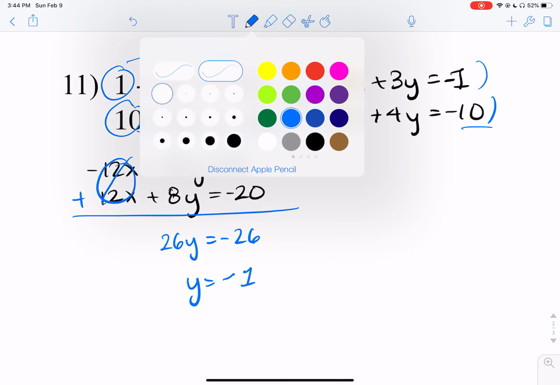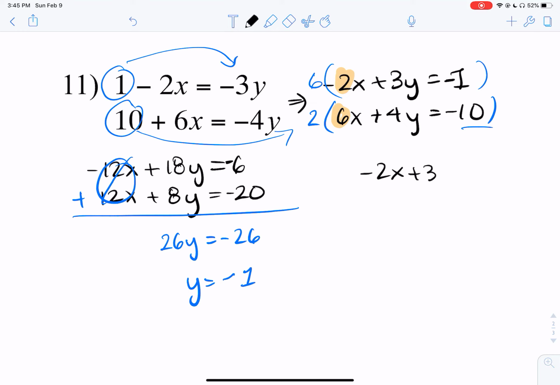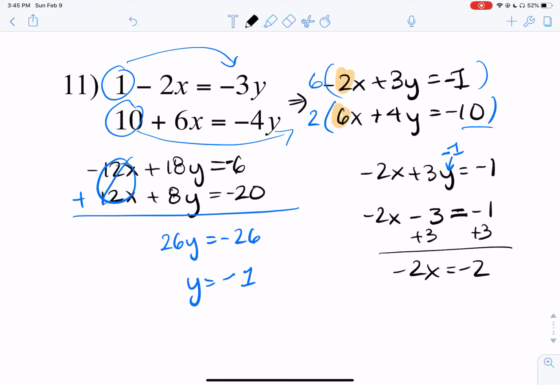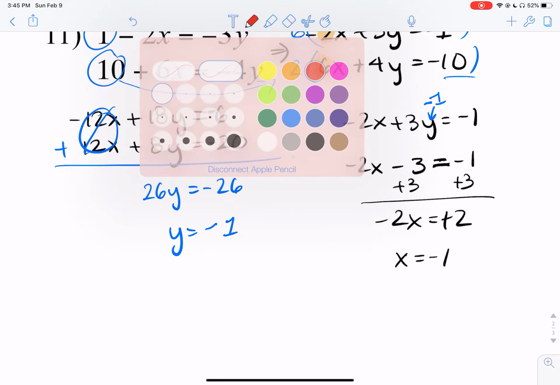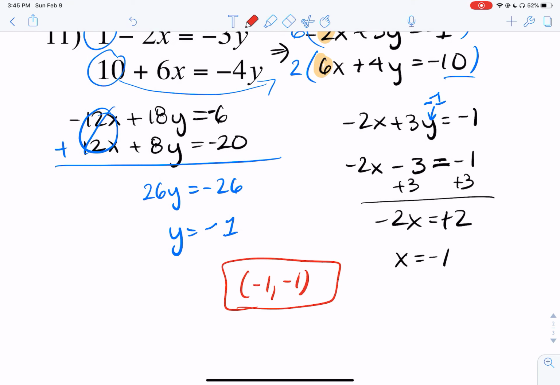So now using the top equation, negative 2x plus 3y is equal to negative 1, I would plug in the negative 1 into the y value. So we end up with negative 2x minus 3 is equal to negative 1. Minus 3, not 3y, just minus 3, because negative 1 is taking the place of the y. So 3 times negative 1 is negative 3. Now I would have to add 3, and negative 2x would equal positive 2. So when we divide, x is also negative 1. So the x and y values are both negative 1. This is your point of intersection.